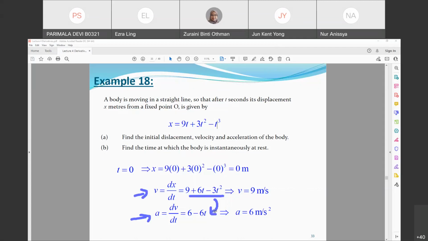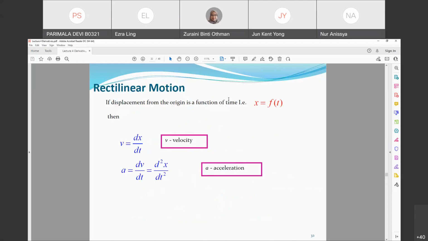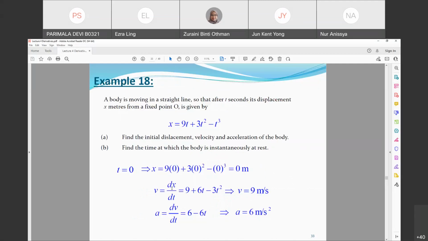And pada masa kosong because of initial. And we get it as 9 and 6. Gantikan t sebagai kosong. Okey, yang ni lah tadi. Kalau dia ialah velocity, dia ialah pada pembezaan peringkat pertama. And apabila dia ialah acceleration, dia ialah pembezaan peringkat kedua.